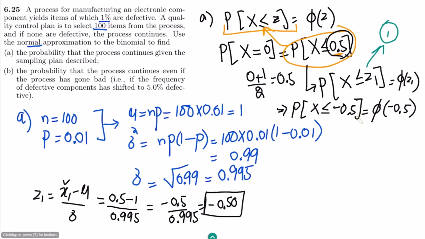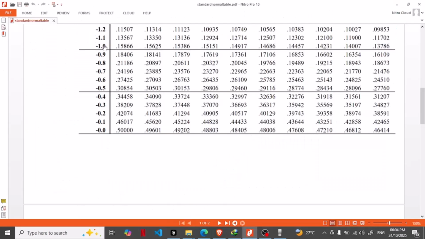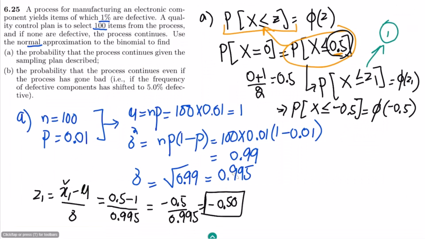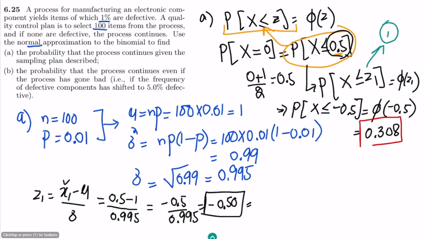In order to calculate it, let me move towards the distribution table. Here is minus 0.5, and the corresponding value is 0.308. So that is the approximated value of the problem, and that is the solution of our part A.